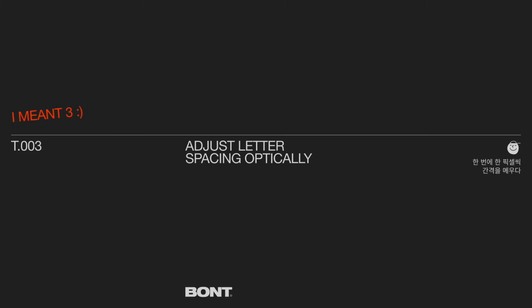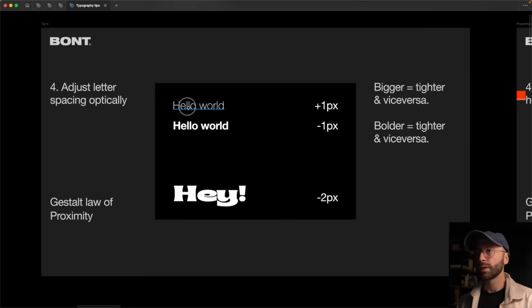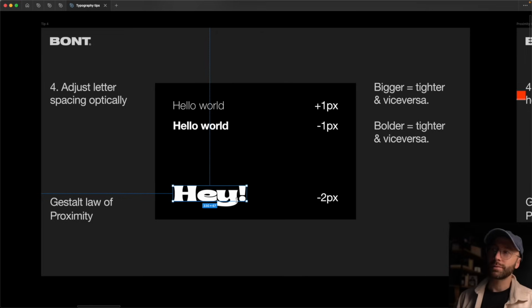Tip number four is adjust letter spacing optically, okay? So the bigger the typography, the tighter the letter spacing, and vice versa. And the bolder the typeface, the tighter the letter spacing, and vice versa. So here we have a light typeface that needs plus one in letter spacing, but the same typeface, once it gets bolder, you need a tighter letter spacing. And once you go bolder and bigger, you need even a tighter letter spacing, okay?